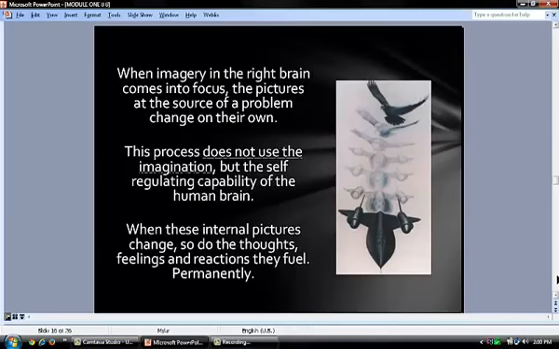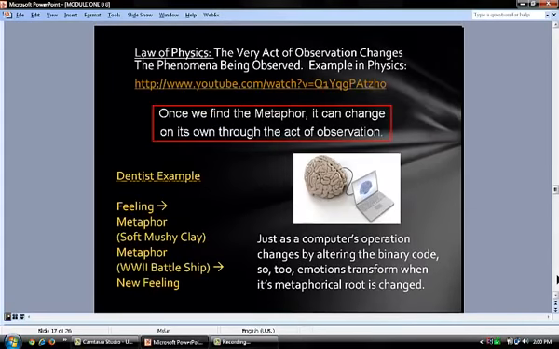And since metaphors cannot be persuaded or directed or influenced to change through the imagination or suggestion, how do they change on their own? This is accomplished through a process of questions and observations. Again, metaphors cannot be persuaded, but they can change on their own through a process of questions and observation.